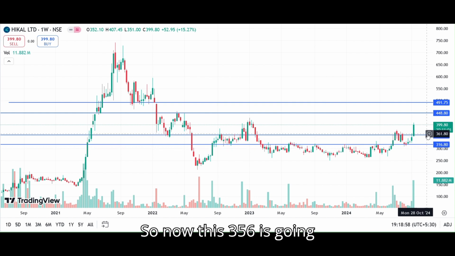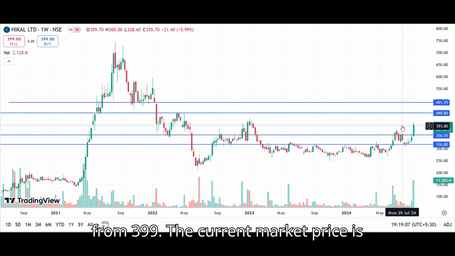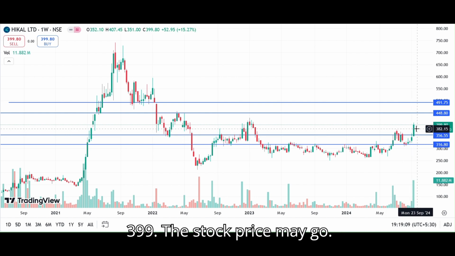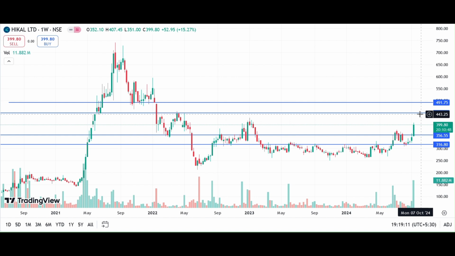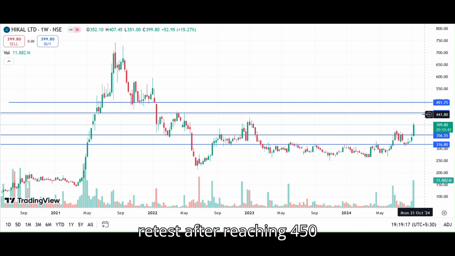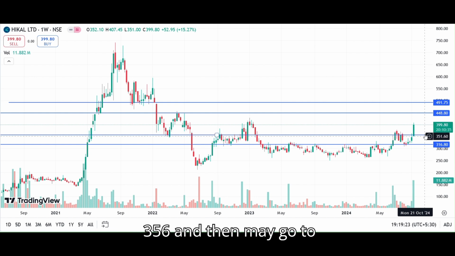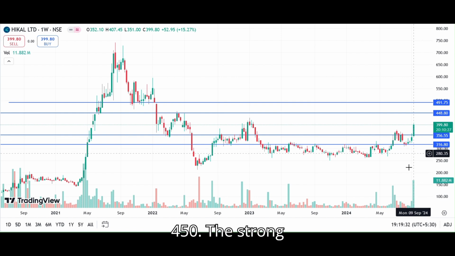So now this 356 is going to act as support. What I expect the stock price to do is, from 399, the current market price, the stock price may go to 450 and come back to retest after reaching 450, or it might go to 400, come back to 356, and then go to 450. The next price target for Hikal stock is 450.